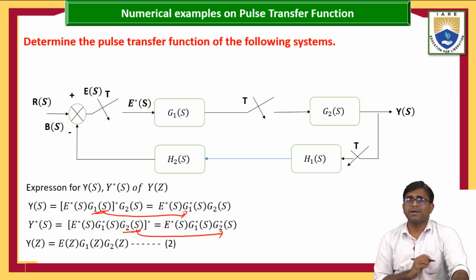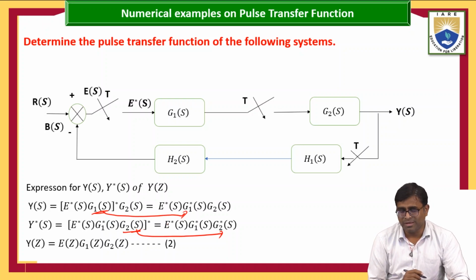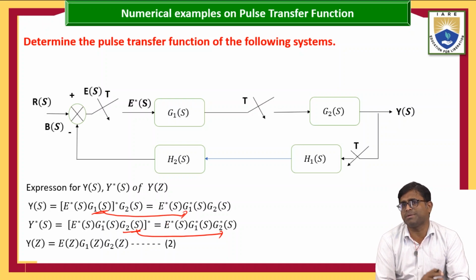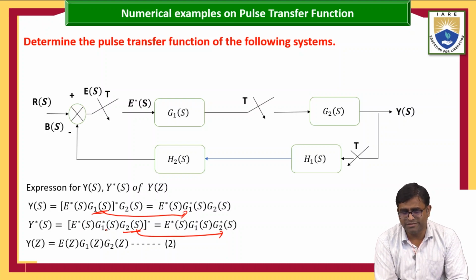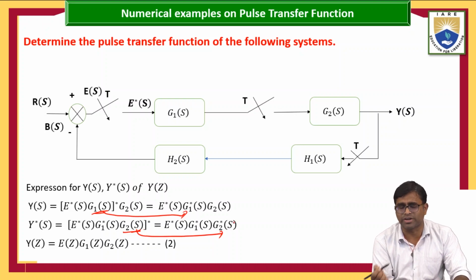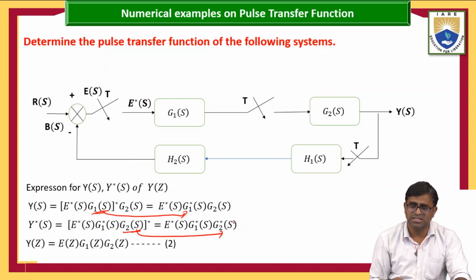Similar. Same property I am using. Every time I am using only this property here. Okay, so E star of S, G1 star of S, first function completed. The last function is getting the star.